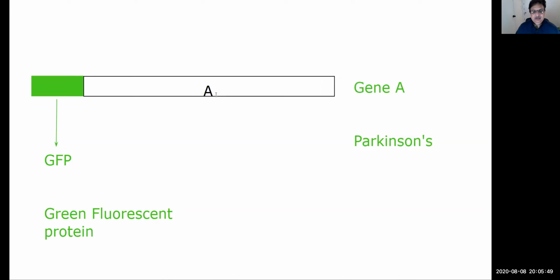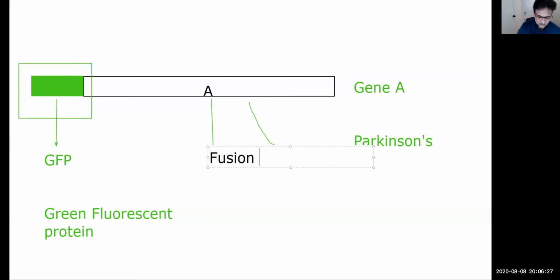So let's say this is gene A, which is implicated in Parkinson's, and we don't understand the function. But now, please pay attention, there is a tag here, which is called GFP. So this GFP will work as a flag. This gene A will make a protein through the process of transcription and translation, and this protein will be a fusion protein.